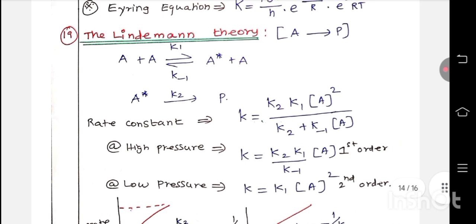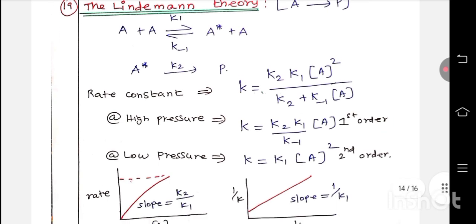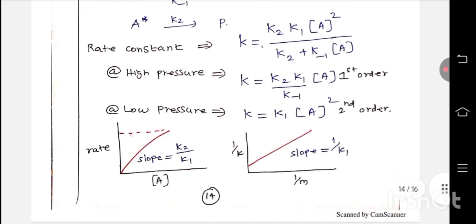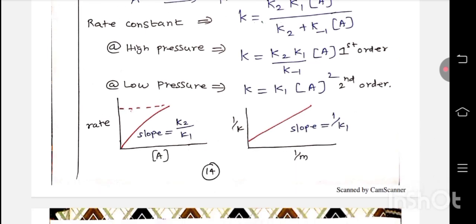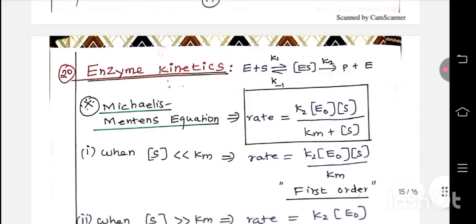Therefore, rate constant k equal to k2 k1 A square divided by k2 plus k minus 1 A. At higher pressure it is first order, at lower pressure it is second order. The graphs available are rate versus A, and 1 by k versus 1 by M. First slope is k2 by k1, second slope is 1 by k1.